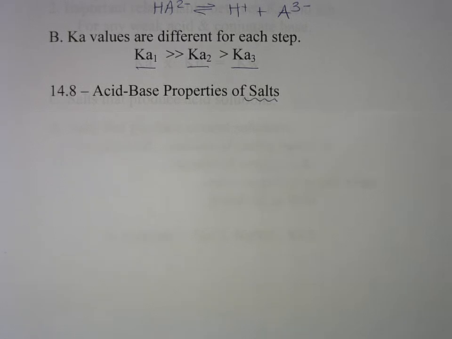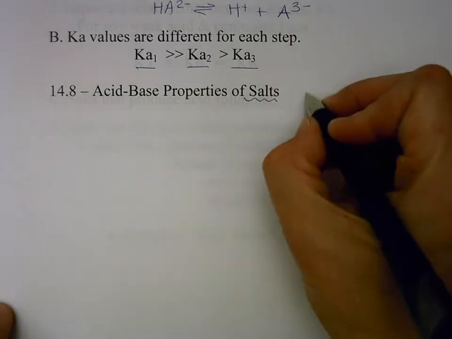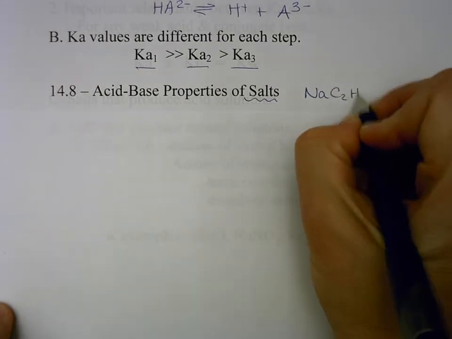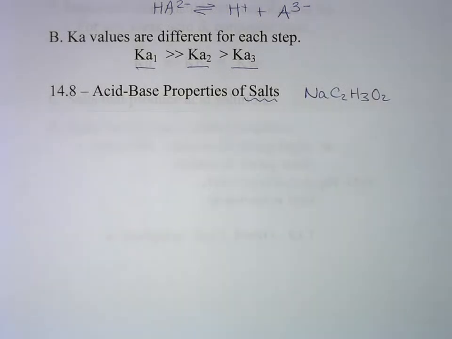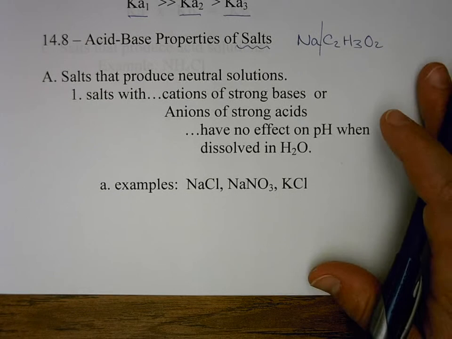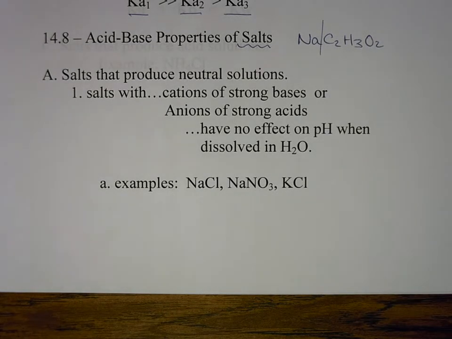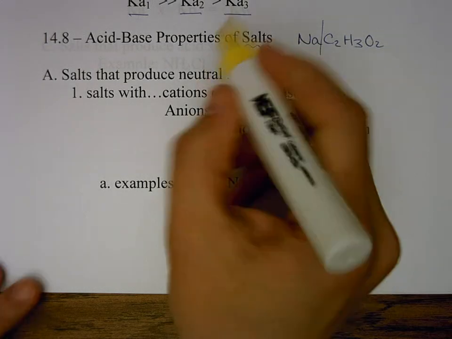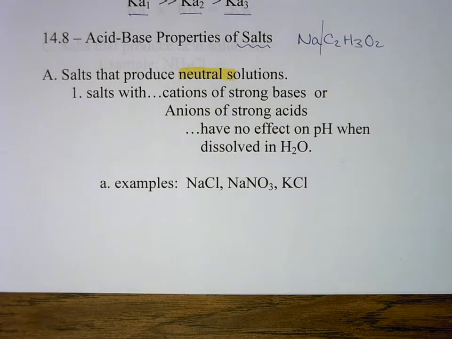So you have to know how to look at the different ions separately to figure out what it's going to be. So like, for example, this one. We're going to talk about this one a lot. This is sodium acetate. Okay, it's just a salt, right? I've got a sodium ion, I've got an acetate ion. They break apart when it dissolves in water. Somehow, it's going to affect the pH of the solution, and we need to figure out how it does. So we'll start first by talking about salts that produce neutral solutions. And then we'll talk about acidic solutions and basic solutions.